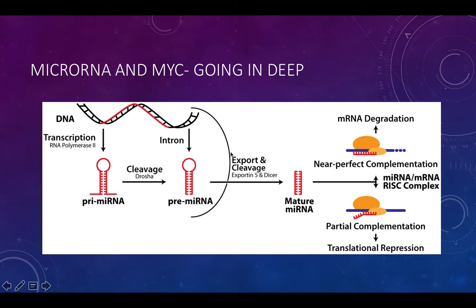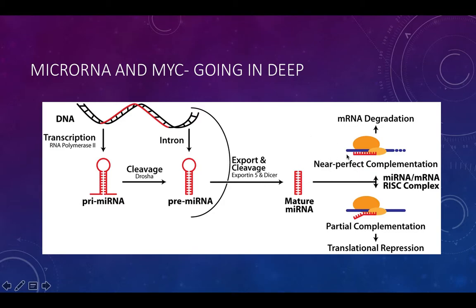This is then exported out through the nuclear membrane into the cytoplasm, where it is cleaved by a molecule called Dicer to make your mature microRNA. The mature microRNA then has the effector function. I believe it's a helicase, some kind of helicase, that breaks the bonds between the two microRNA strands to make individual strands. The individual strands then have the final effector function.